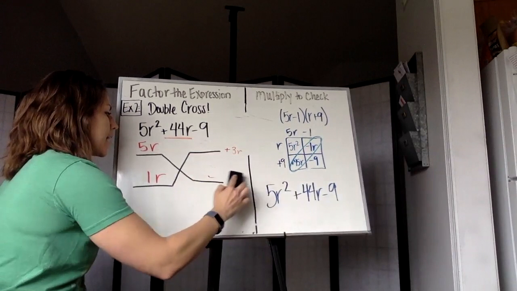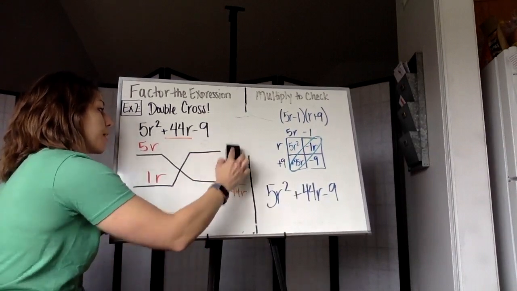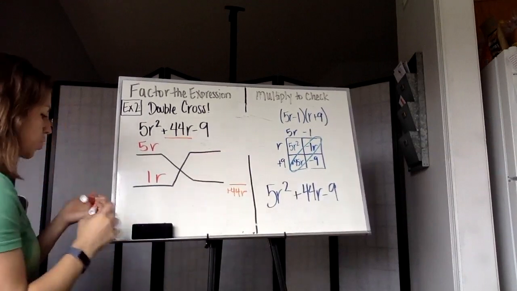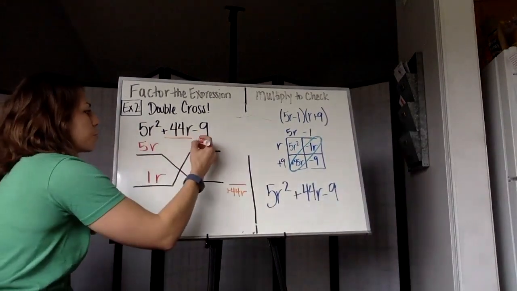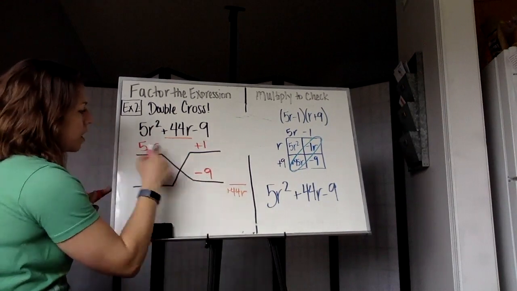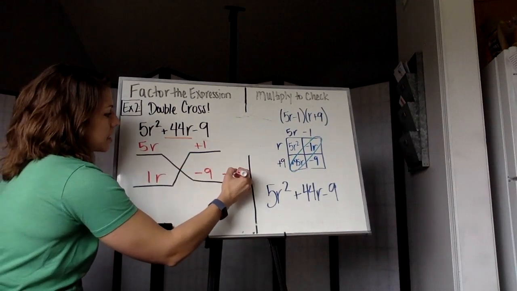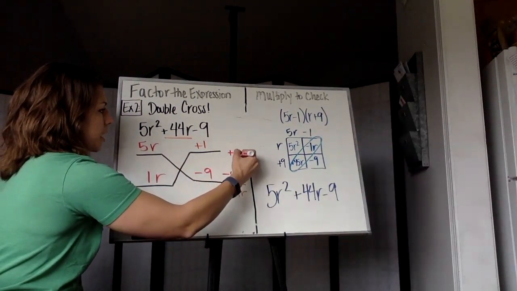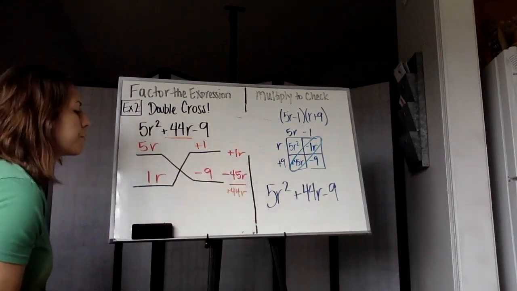What else goes into 9? How about the number that goes into everything? 1. Let's try it. Let's try a positive 1 and a negative 9. Here we go. 5r times negative 9 is negative 45r. 1r times positive 1 is positive 1r. Do these add up to 44r?